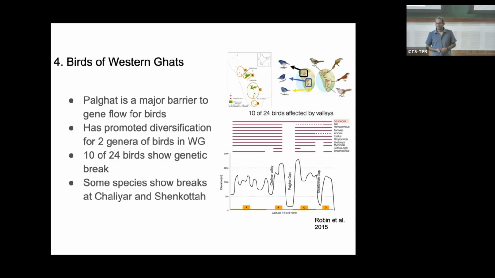Yeah. There is no species in Palghat Gap because why? No, actually there are species in Palghat Gap. Just that these 10 species are not found there, you want to see the barrier. Yeah. That's a good question. Yeah. Yes. Sorry. You can go ahead.